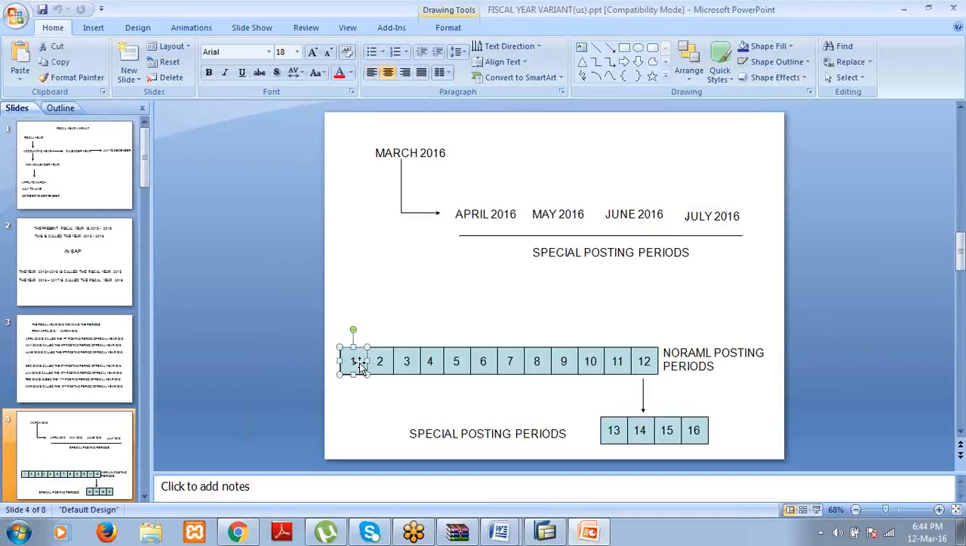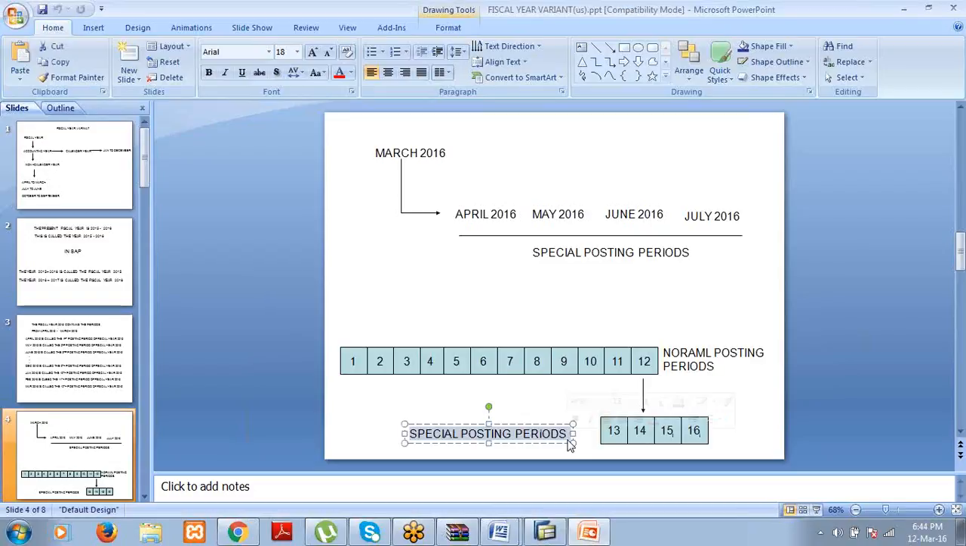Here, the periods 1 to 12 are called normal posting periods, meaning April 2015 to March 2016. April 2016 is called the 13th period. May 2016 is called the 14th period. June 2016 is called the 15th period. And July 2016 is called the 16th period. So the periods 13, 14, 15, and 16 are called special posting periods.